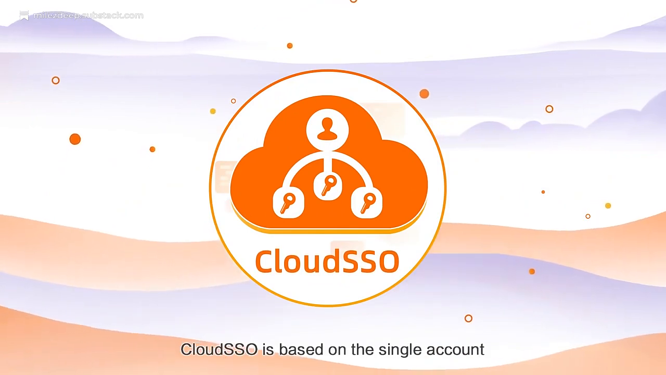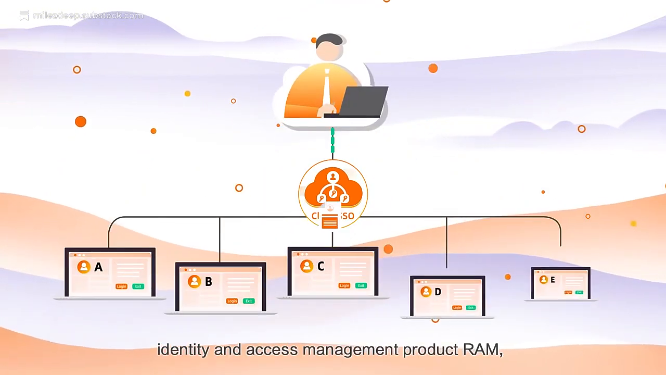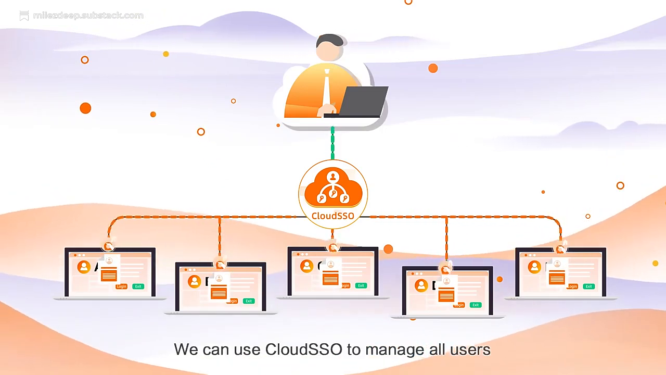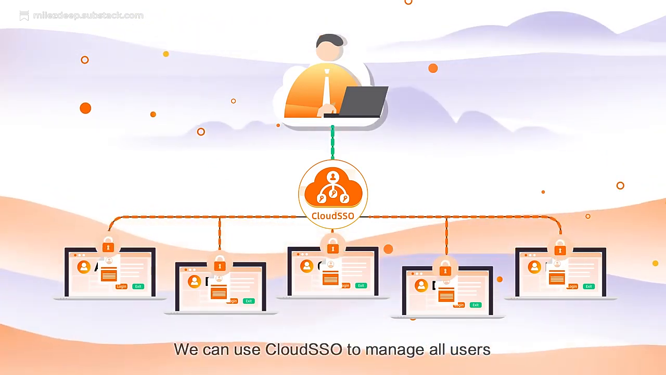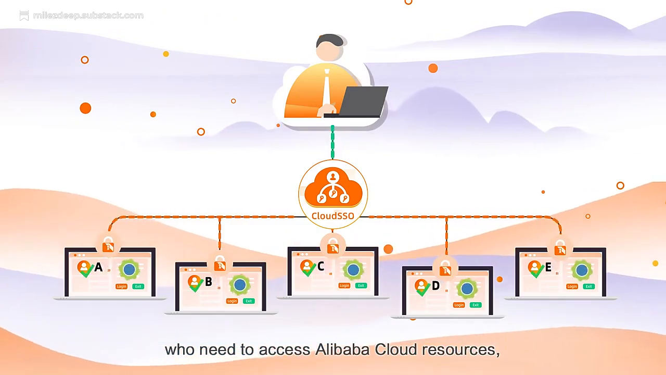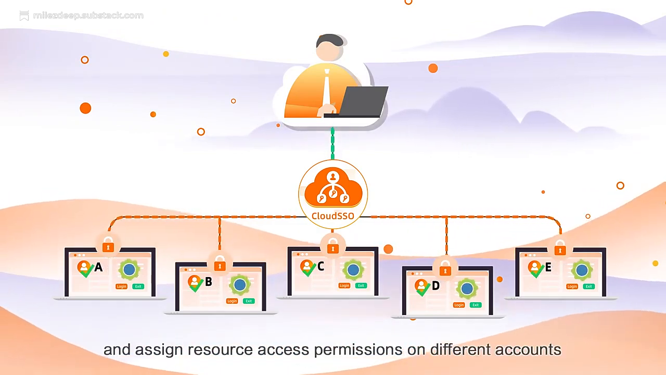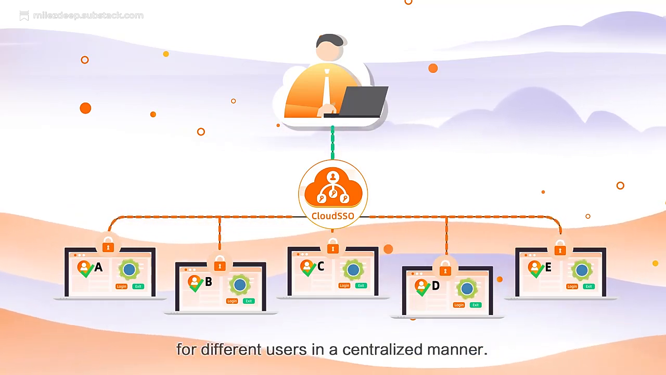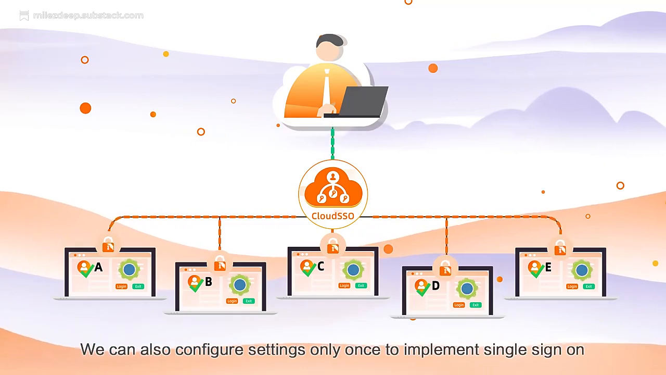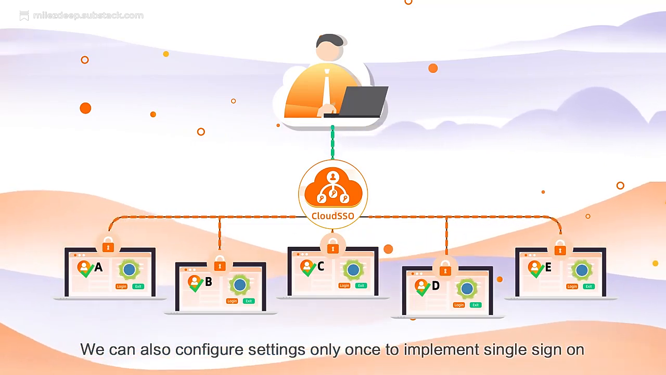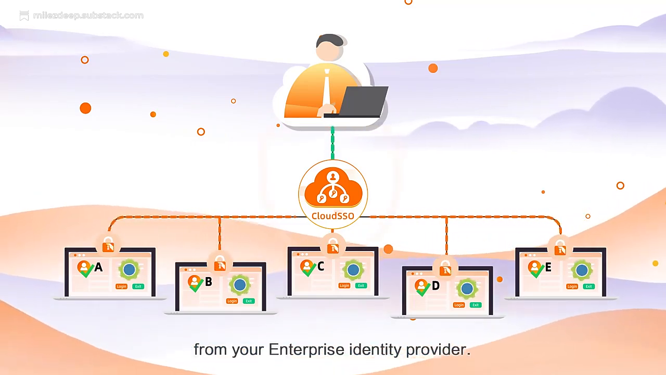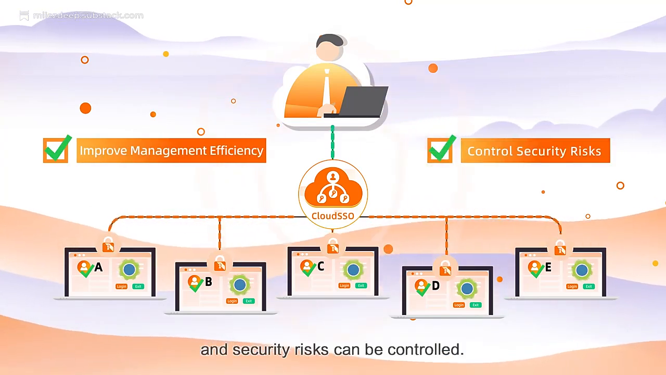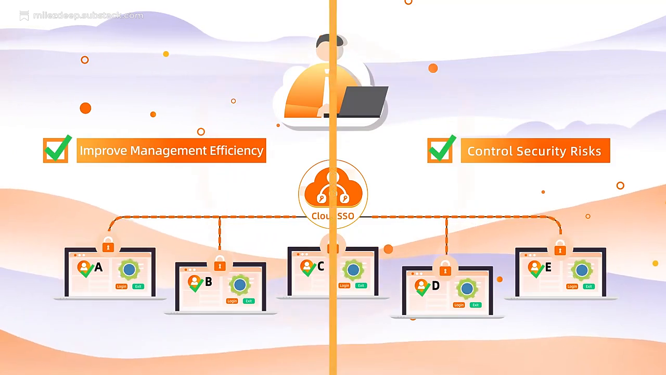Cloud SSO is based on the single-account identity and access management product RAM, but is designed for multiple accounts. We can use Cloud SSO to manage all users who need to access Alibaba Cloud resources and assign resource access permissions on different accounts for different users in a centralized manner. We can also configure settings only once to implement single sign-on from your enterprise identity provider. This way, management efficiency is improved and security risks can be controlled.